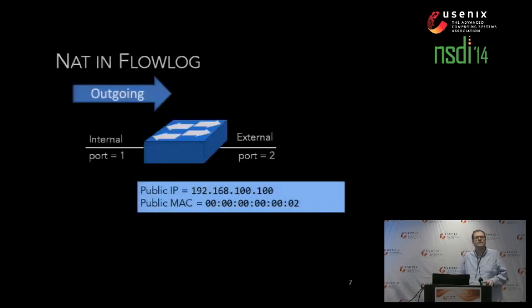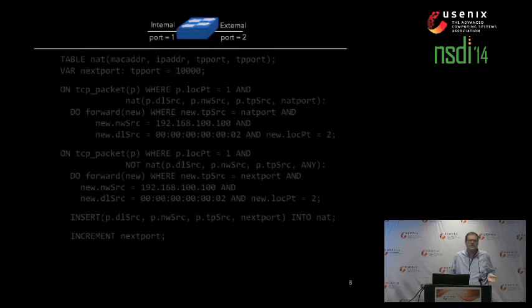Just for illustrative purposes, I'd like to show you a NAT written in Flowlog. I'm going to focus just on the outgoing direction and only on a situation where there's one switch with two interfaces, an internal and an external. So like I told you, state in Flowlog, Flowlog resembles SQL, and so state is correspondingly relational.